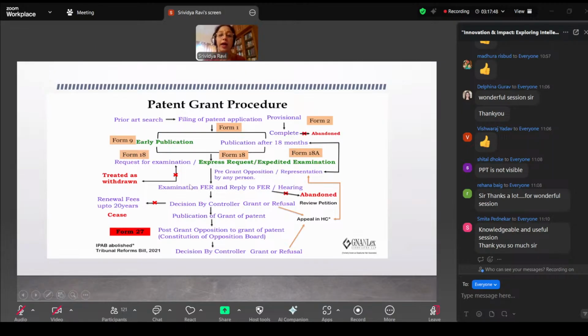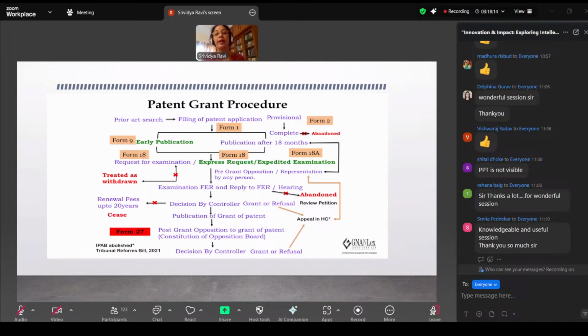Now, what comes with the FER? In the FER, the patent examiner may raise some objections to your patent application. He may say that you have not written something properly, or some figure is not appropriately representing the invention, or something is already known in a prior art, so that part of the invention cannot be granted to you as patent protection.